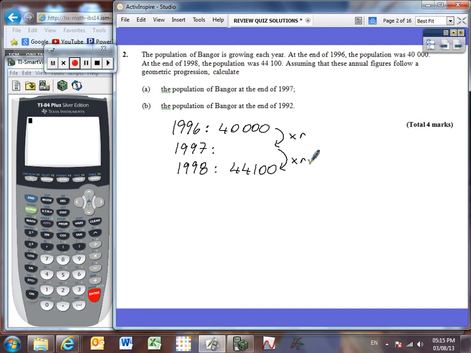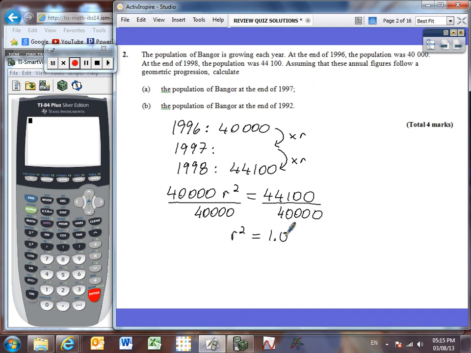So it's pretty clear then that in order to get from 40,000 to 44,100, I took my 40,000 and I multiplied it by r and then by r again. And that is what gave me the 44,100. So now I can solve for r. Let's divide both sides of this equation by 40,000 to get our r squared alone. This means that r squared will be equal to, I think I'm going to have to do this on the calculator.